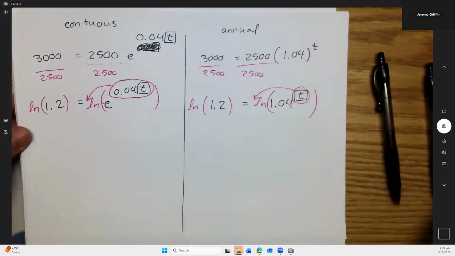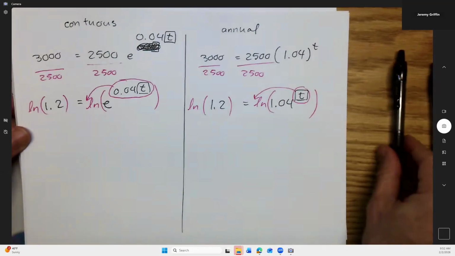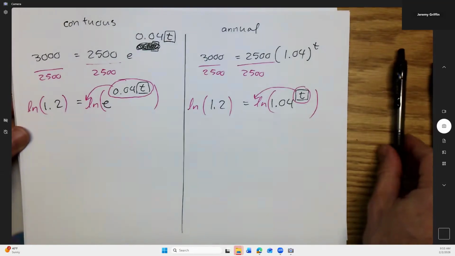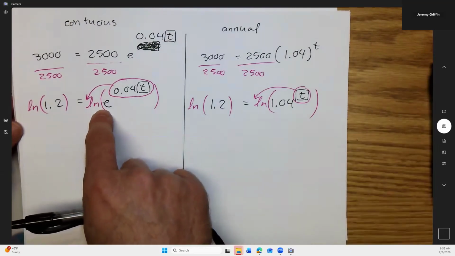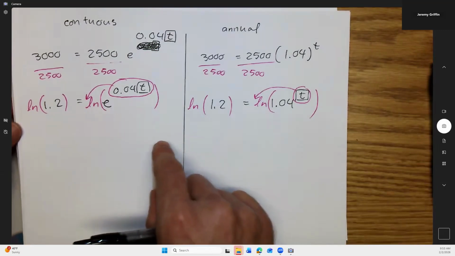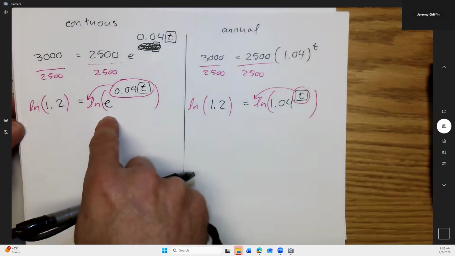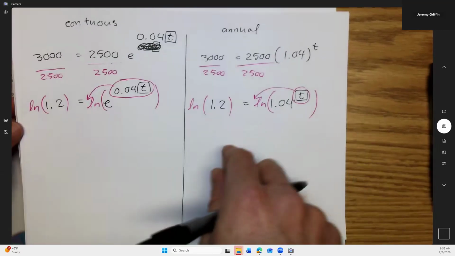Could you convert both into a log? Yes, you could use a common log also. I especially like the natural log on the base e because, guys, what is the natural log of e? 1. Yeah, so that will definitely simplify this one. And this one I'll just stick to natural log because why not?